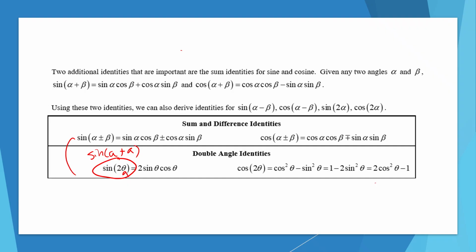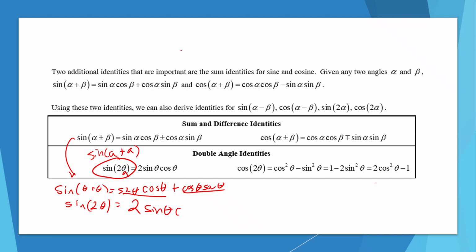So applying it here, sine of theta plus theta equals sine theta cosine theta plus cosine theta sine theta, which is sine of 2 theta, equals, and it's the same thing twice, 2 times sine theta cosine theta. That's how you get the double angle identity for sine.